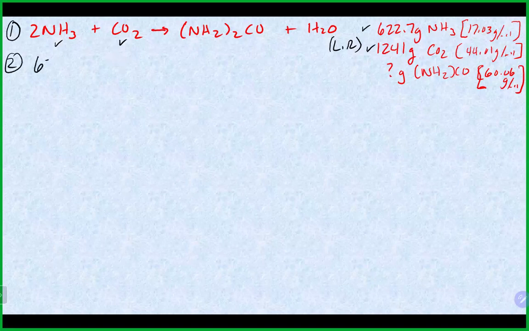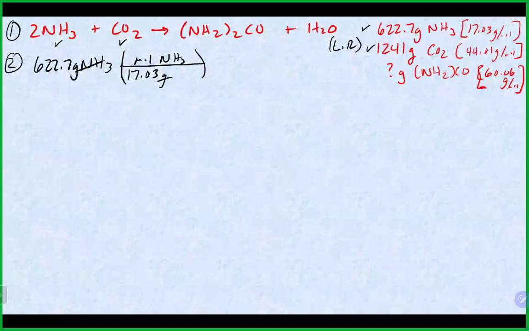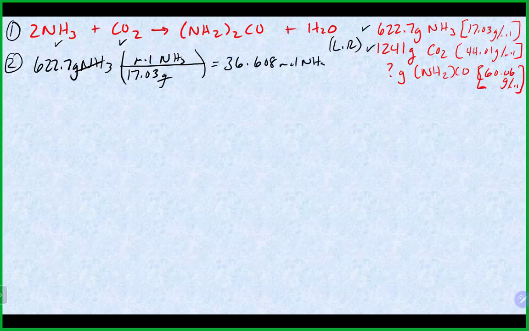So we have 622.7 grams of NH3. They gave you the molar mass in this case. If they didn't, you would have to obviously go to the periodic table to get that, 17.03 grams per mole. Again, the grams are going to cancel, and that will get us here: 622.7 divided by 17.03. Going to get us 36.608 moles of NH3.